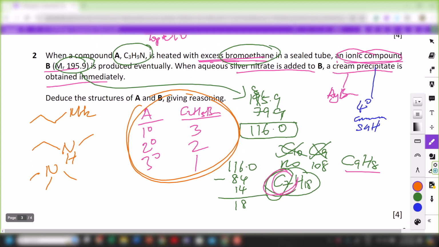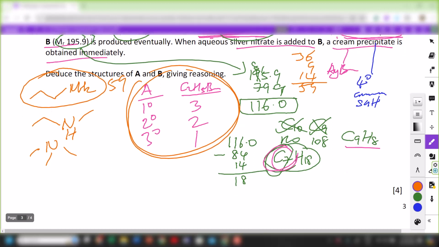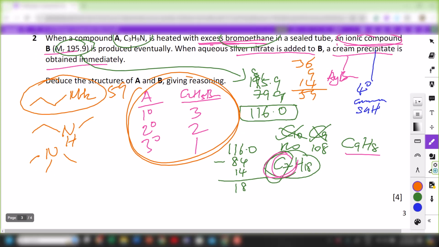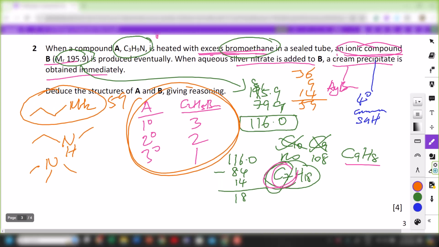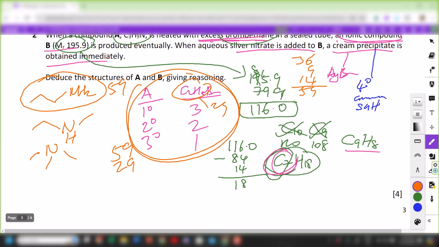I'm just going to demonstrate once for you. So the molecular formula of A is C3H9N. Let me just do a quick calculation. So that will be 36 plus 9 plus 14, so that will be 59. If I add 3 C2H5Br, the ethyl group is 29. So I'm just going to add 59 plus 29, plus 29 3 times.